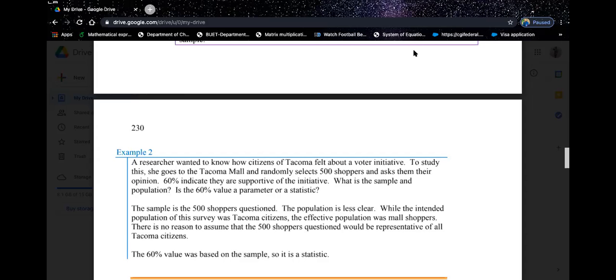Where you are collecting this from? It's a statistic because they're collecting it from the sample. Exactly, we are collecting it from the sample. This 60% is from that 500 shoppers, which we have already defined as the sample. And if we can derive it from the sample, straight away, we should say this is the statistic. Okay?